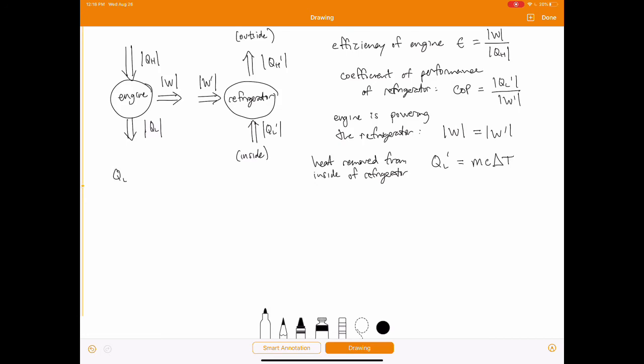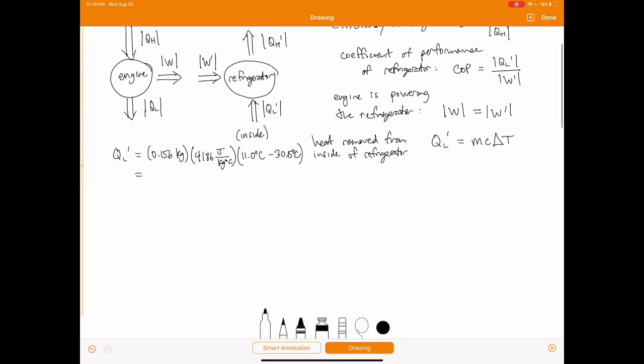QL prime, how much water do we have? Well, 0.156 kilograms. Specific heat of liquid water is 4,186 joules per kilogram degrees Celsius. And then we have the temperature change. The final temperature is 11 degrees Celsius. That's what we cooled the water off to. The initial is 30.5.